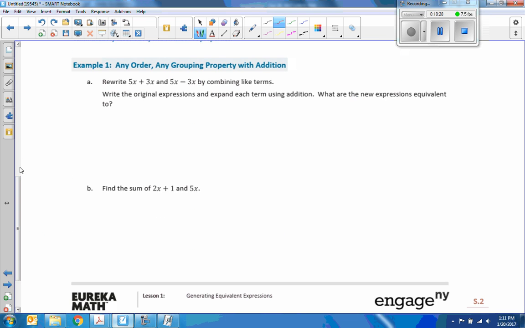Okay, example 1. Any order, any group property with addition. Rewrite 5x plus 3x and 5x minus 3x by combining like terms. Write the original expressions and expand each term using addition. What are the new expressions? Okay, so when they say expanded, here's what they mean. Take 5x plus 3x. 5x means x times x times x times x times x. There's 5 of them, so that's 5 x's.